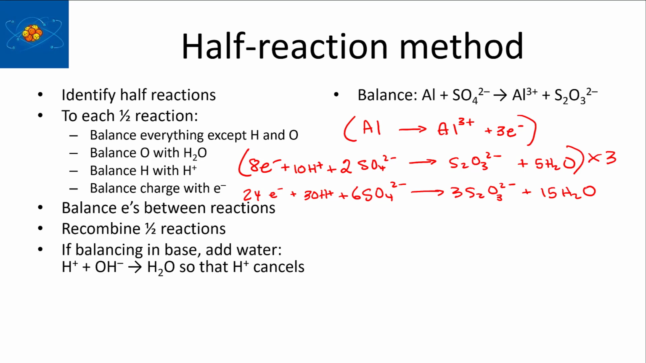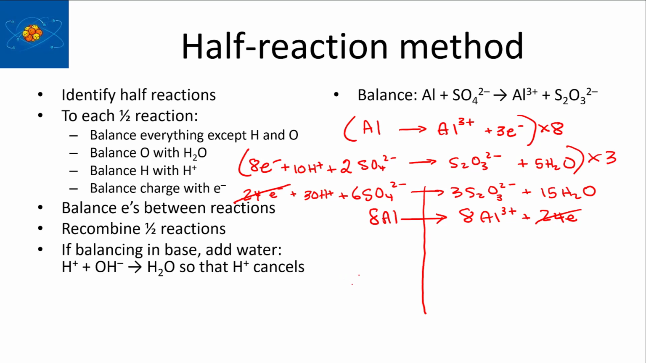Now, for the aluminum, I have to multiply that one by 8. So I'm going to write that one right below here. I'm going to have 8 aluminums, and then I'm going to have 3 times 8, 24 electrons. And then over here I'll have 8 aluminum metals like that. Now what you do is you cancel out stuff that's on both sides, and then add the rest together, keeping track of what's on the reactant side and the product side. So I'm going to write that down at the bottom.